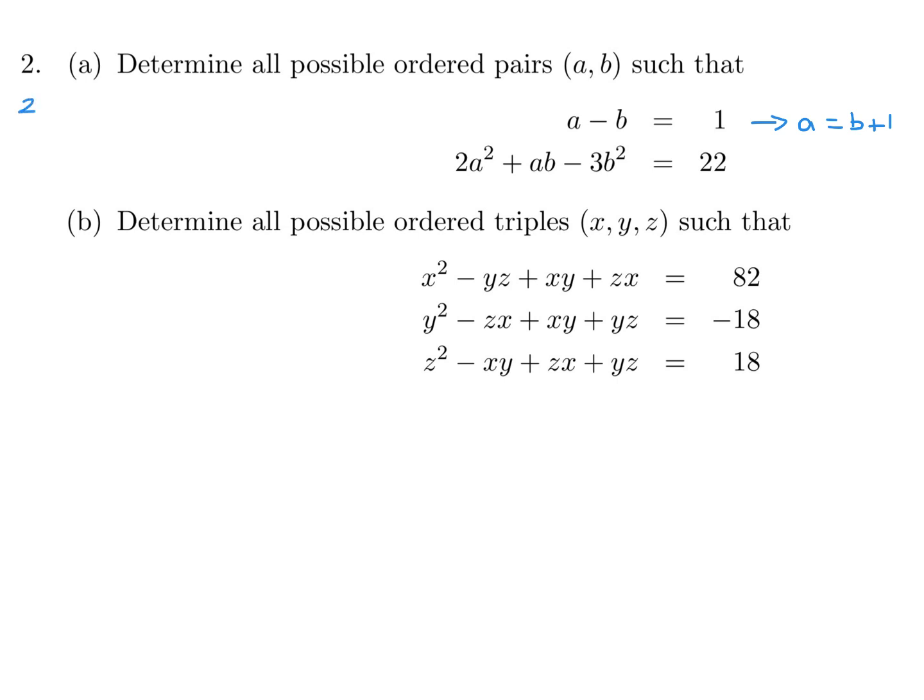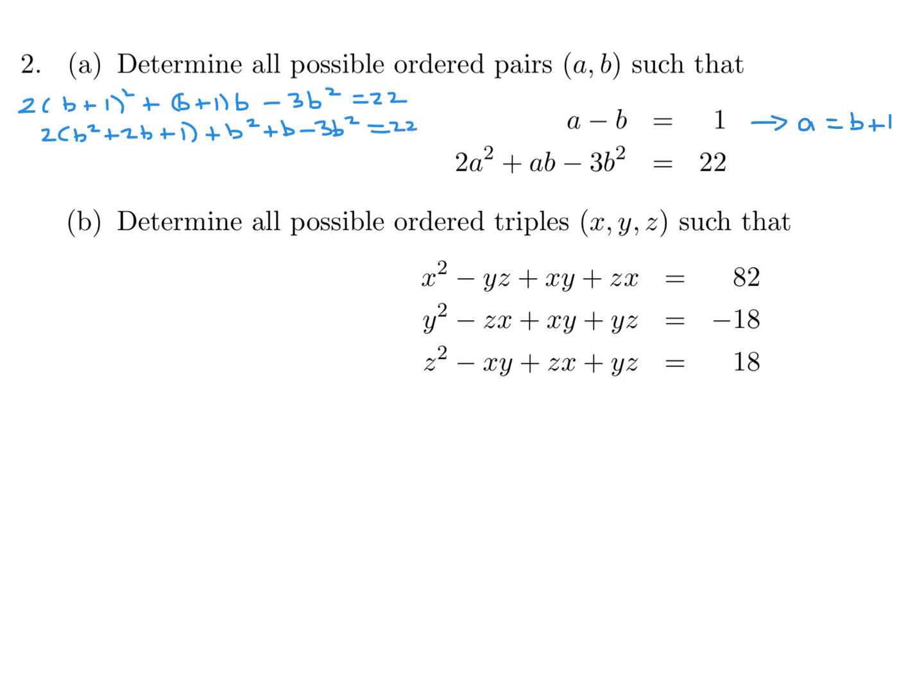So 2A squared, but A we just concluded was B plus 1, so I'll put that in, 2 times (B plus 1) squared, plus A, which is B plus 1, times B, minus 3B squared, and that is 22. Okay, so expand this out. 2B squared plus 2B plus 1, plus B squared plus B, minus 3B squared is 22.